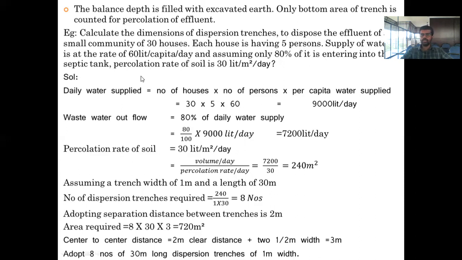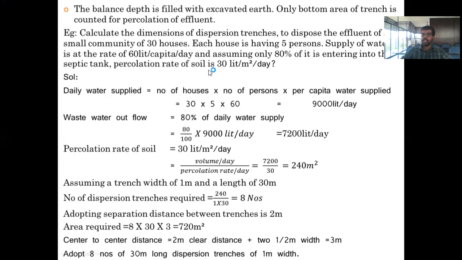So you know that when you are using 100% of water supply, only 80% will be coming back to the septic tank. The rest will be going as evaporation or some other ways. So we have to assume only 80% is entering into the septic tank. Now the percolation rate is also given here as 30 liter per meter square per day. That data is also given.